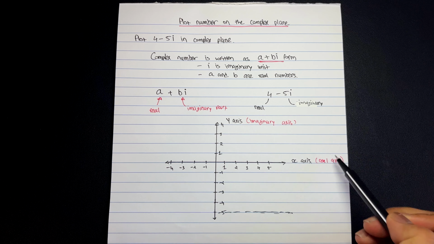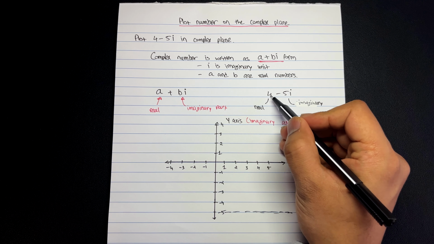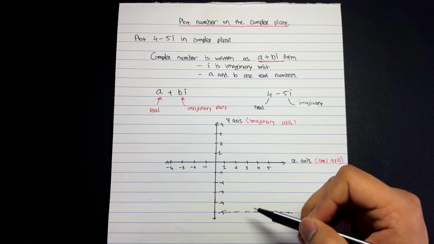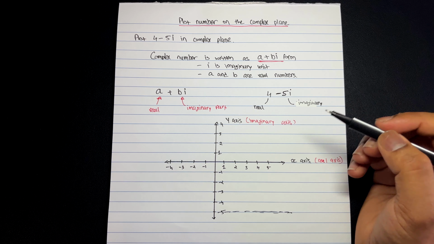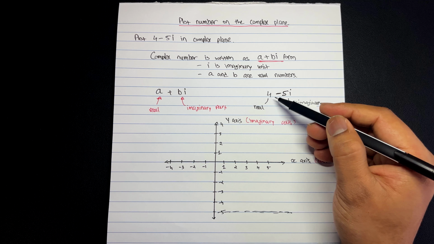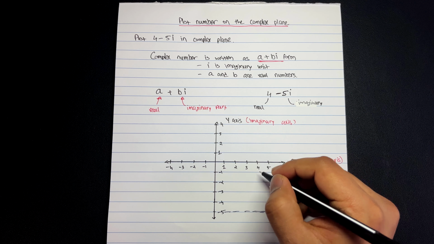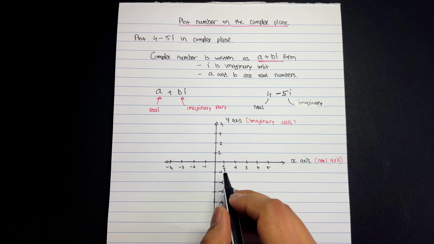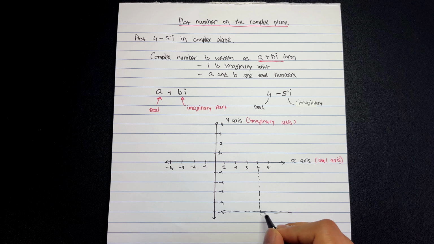And we plot the real part on the real axis. So on the real part, we have 4. And by the way, this is negative 5 because there's a negative here, right? Make sure you don't forget that. So on the real axis, we will plot 4 because that's part of our real part. So positive 4 on the x-axis is right here, right? So we'll go down here. And here is our point.